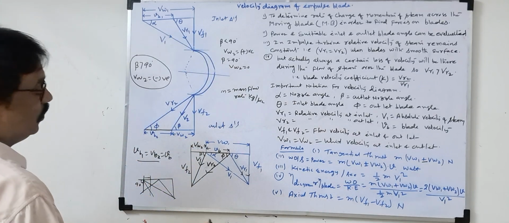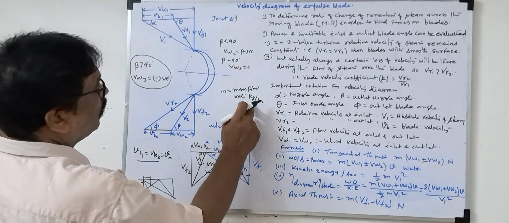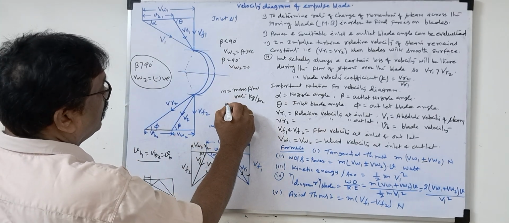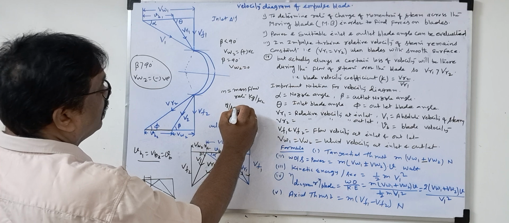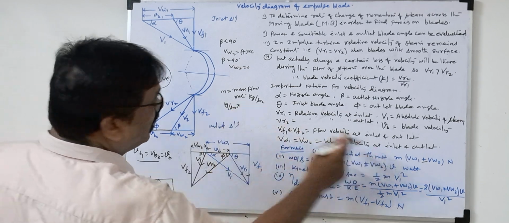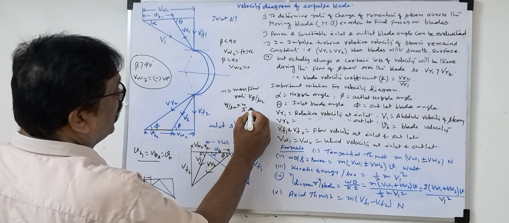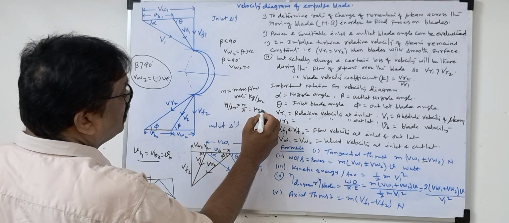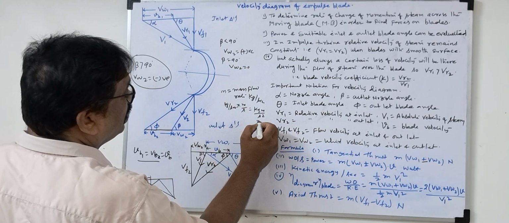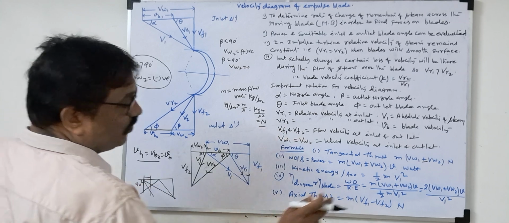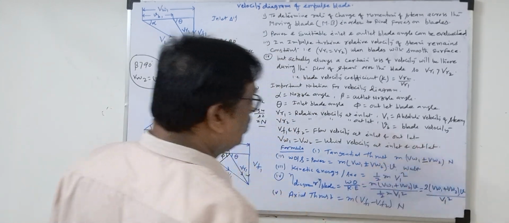The unit will be Newton. How will the unit be Newton? See, mass flow rate is kg per second, and velocity is meter per second, giving kg meter per second squared. If you see this, kg meter per second squared is known as Newton. So that's a force. Tangential thrust is in Newton.